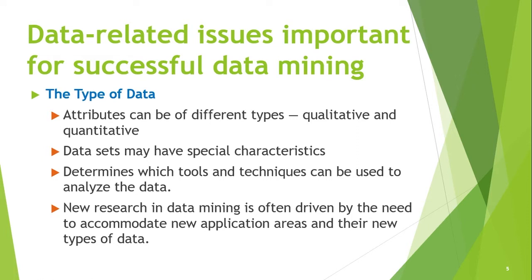The type of data. Data sets, we all know, differ in a number of ways. For example, the attributes used to describe data objects can be of different types. It may be qualitative and quantitative. We will be discussing attributes later on. Data sets may have special characteristics. Some may have data sets containing time series or objects with explicit relationships to one another.